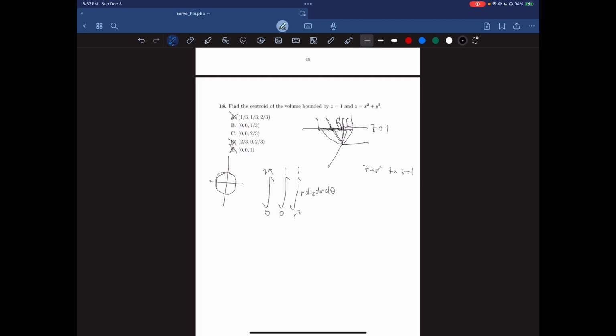And since nothing depends on theta anywhere, we can just take that out. So let me make it a little bit more compact here. We're going to get 2 pi integral 0 to 1. Since nothing depends on z in here, we can just do top minus bottom. So r times 1 minus r squared dr, and that is equal to 2 pi.